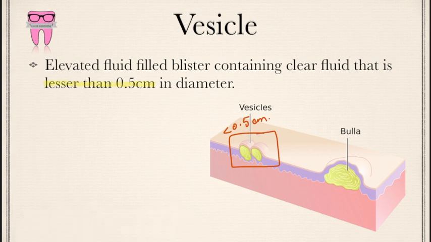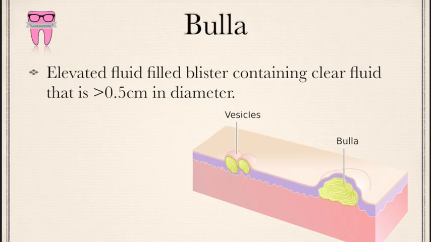Now coming to the next category of blister, we have bulla. It's the same thing. It's an elevated fluid filled blister containing clear fluid that is greater than 0.5 centimeter in diameter. This is bulla. It's greater than 0.5 centimeter in diameter.